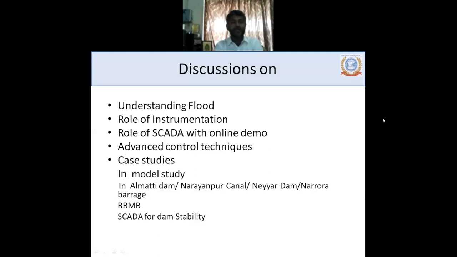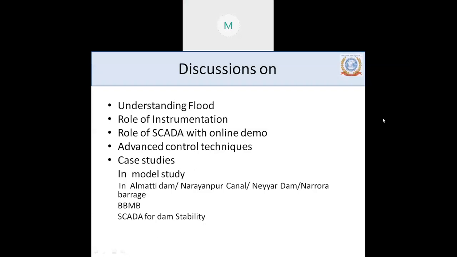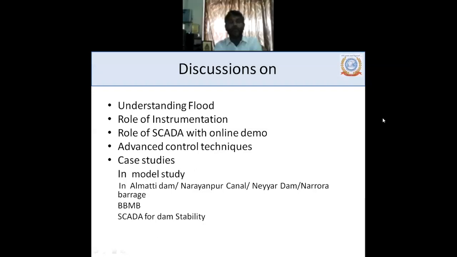Then at the end, I will explain the case studies where SCADA is implemented. To start with, the model study at CWPRS, then Almatti Dam in Karnataka, then Narayanpur Canal, which is a canal automation, then a dam in Kerala where complete wireless automation is implemented, and another one in UP, which is a barrage control. Okay, let me go ahead.